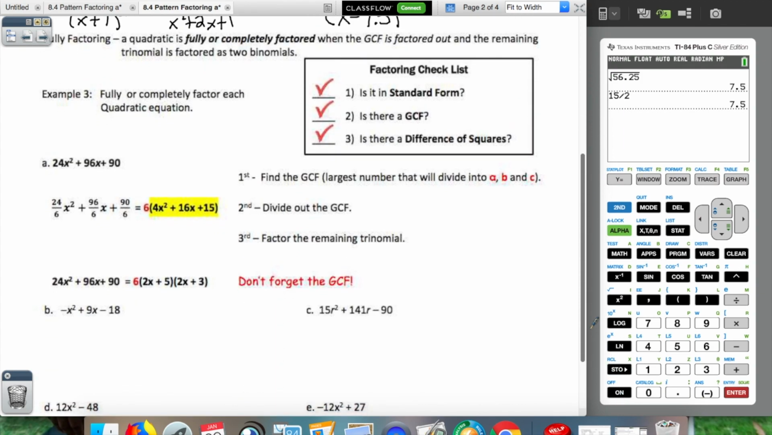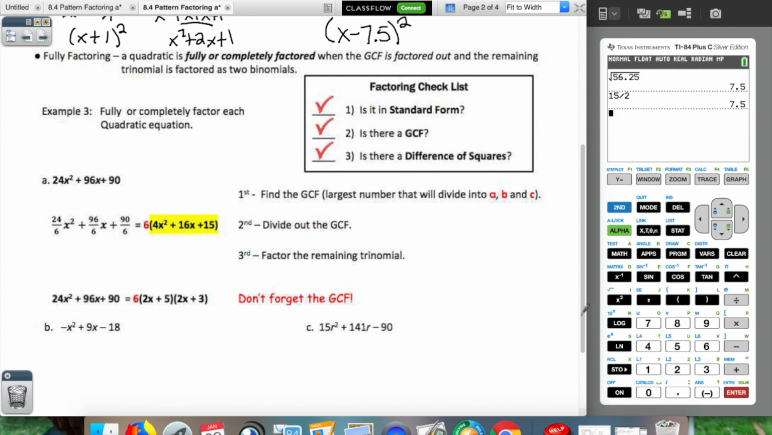So now we are wanting to look at fully factoring. We are fully factoring quadratics. A quadratic is fully or completely factored when the GCF is factored out and the remaining trinomial is factored into two binomials. So all this is doing, we're doing the same factoring we've been doing for all the other lessons, but now we have a GCF. Now we have a greatest common factor.